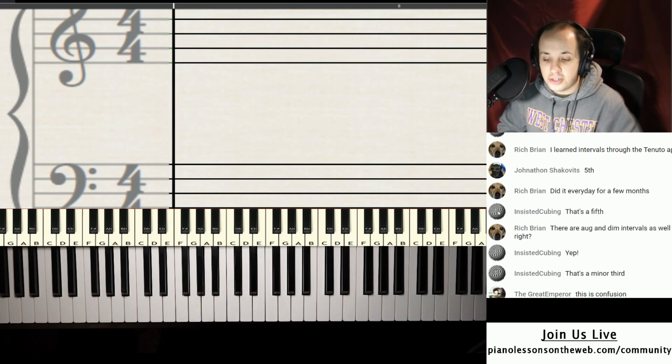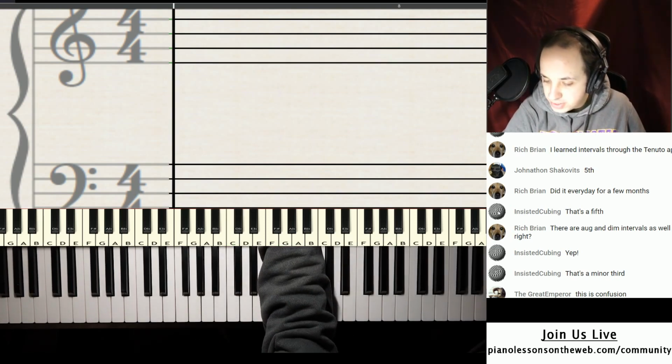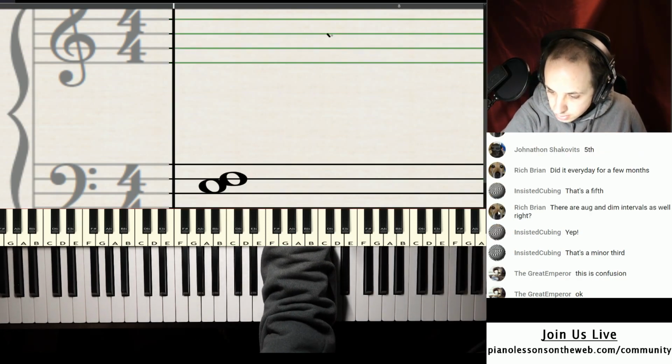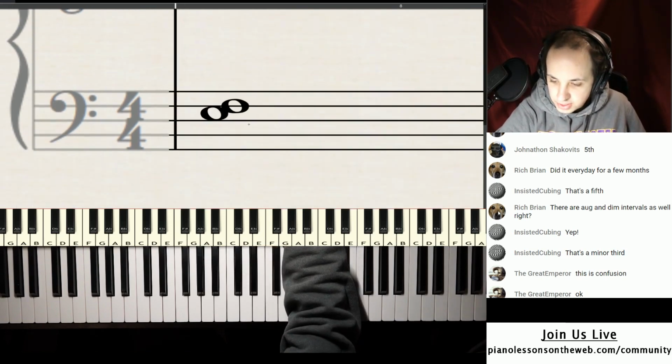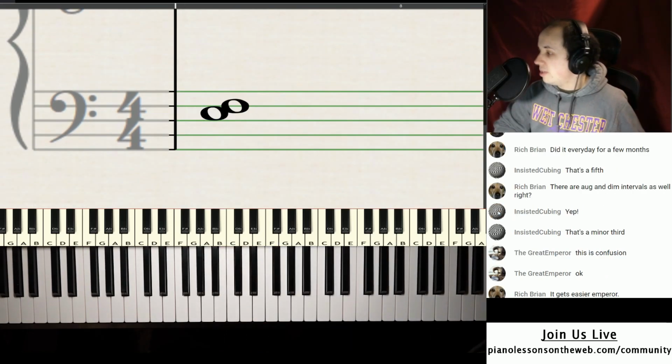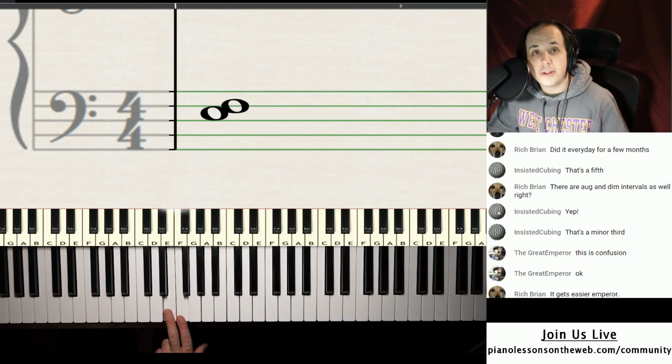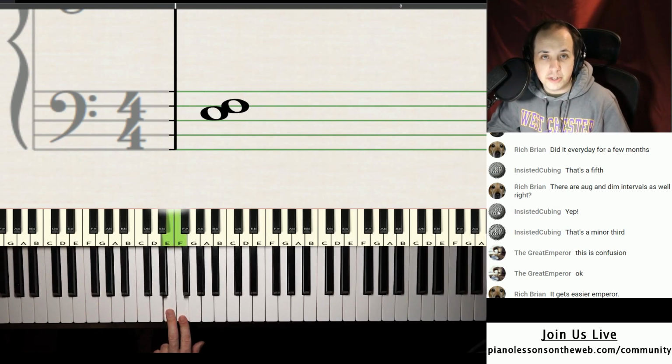They still look the same on paper, though. So for instance, I have these two notes right here in the bass clef, E and F. Well, they're only a half step apart, so that must be a minor second.